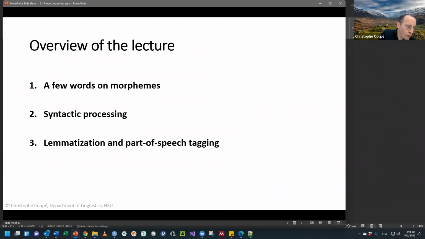What I will cover, I will tell you a little bit on morphemes so that you understand this a little bit more. Then I will tell you about syntactic processing, and then a little bit about what we call lemmatization and part of speech tagging. And then later on, we will use these things to analyze the meaning of a text when we arrive on Monday and Tuesday and Wednesday. So that's what we will do.